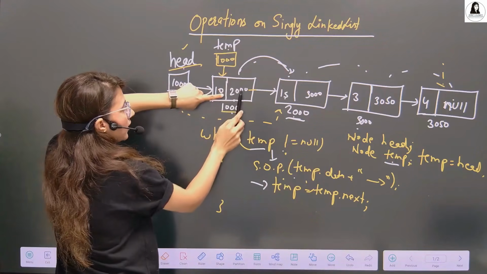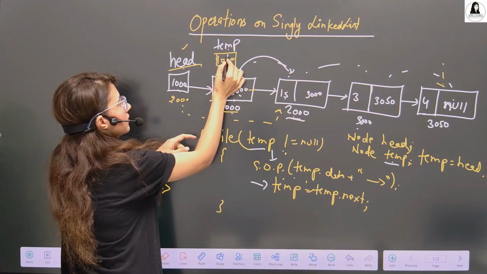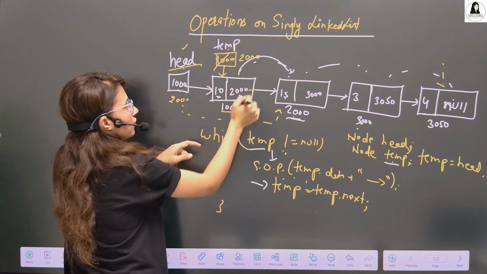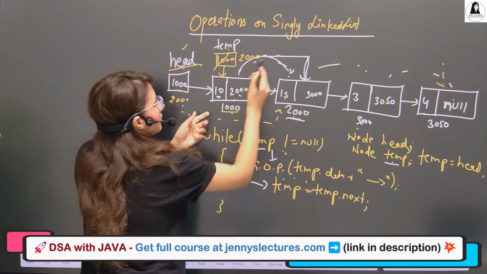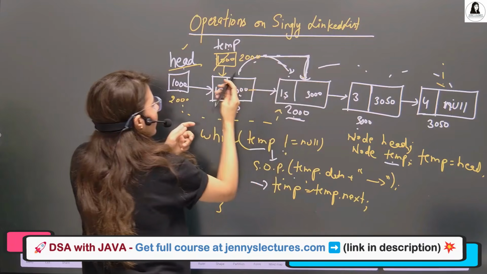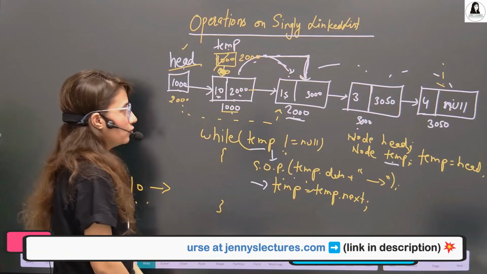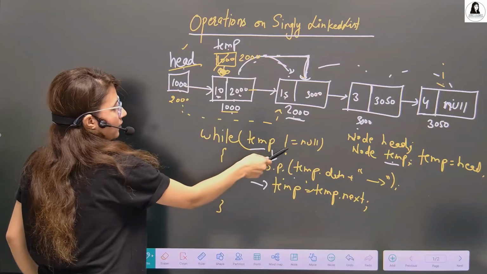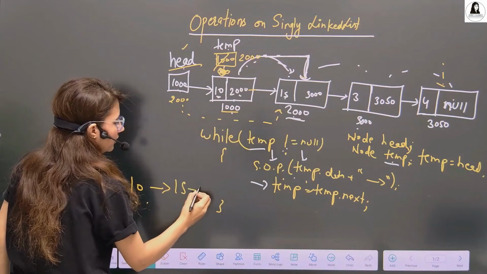In temp of next we have the address of the next node. So now temp becomes this. The address of next node means temp now pointing to this, and just remove this link. Temp is not pointing to the first now. Now, temp not null. Yes, it's not null. Again, print temp dot data. So 15 would be printed, then arrow.